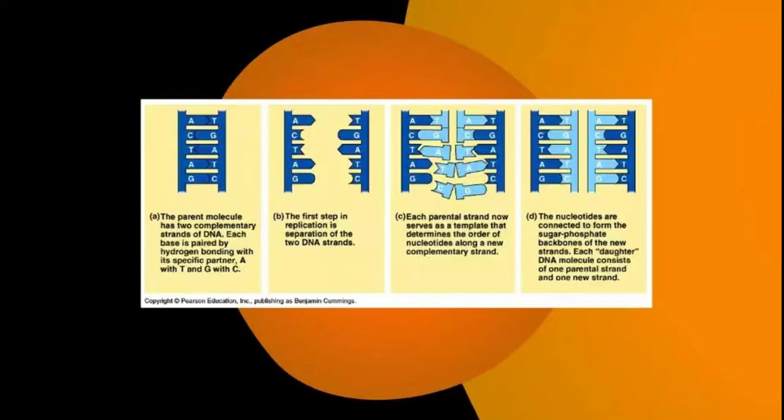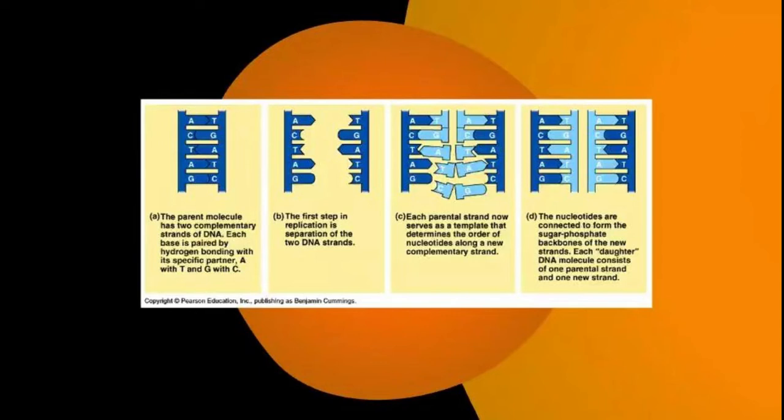So one of these strands is then used as a template, and what happens is free nucleotides will come along and complementarily match up to the sequence of the template strand. So each parental strand now serves as a template that determines the order of nucleotides along a new complementary strand. So we now have two template strands with sugar phosphate backbones with all of these free nucleotides now lining up. The next step is that we want to join those free nucleotides together to form a second sugar phosphate backbone.